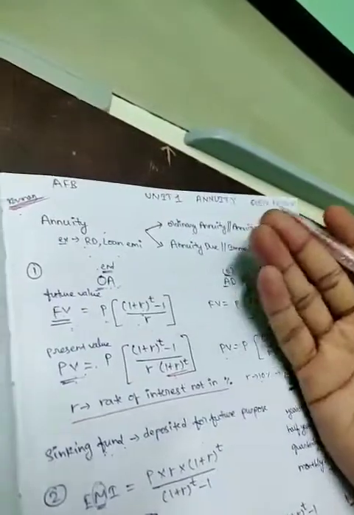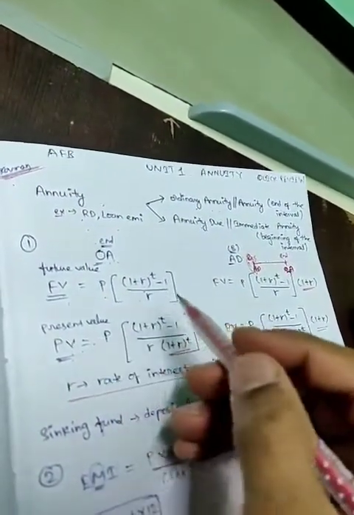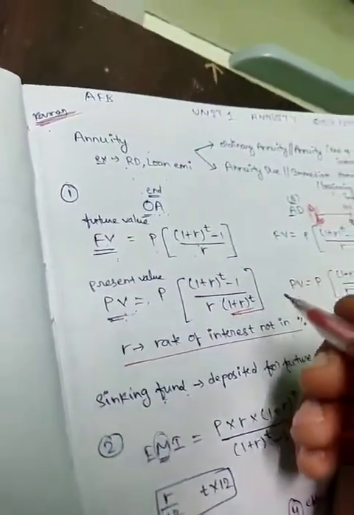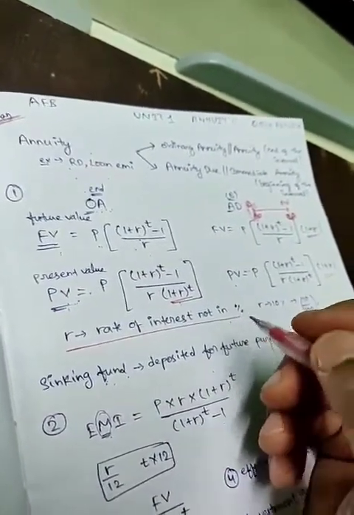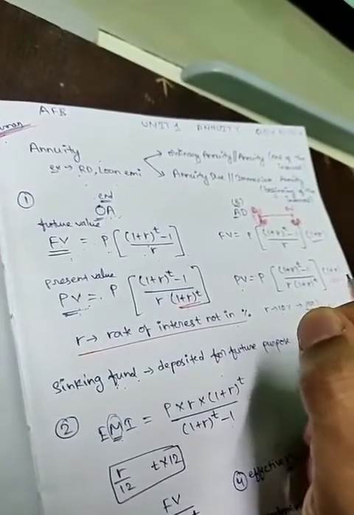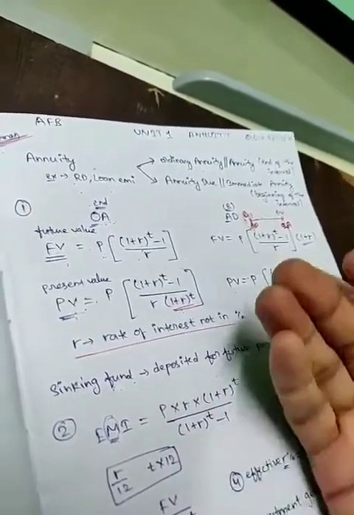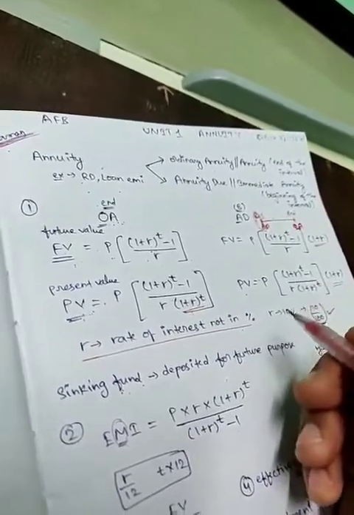Further, this ordinary annuity and annuity due are divided into future value and present value. To make this clear, let me explain with an example. Suppose we have invested 100 rupees today at 10% interest for a year. Then after 1 year, it becomes 110 rupees, right? The 100 rupees which we are investing today is called the present value. The future value is the value which it will have in the future.